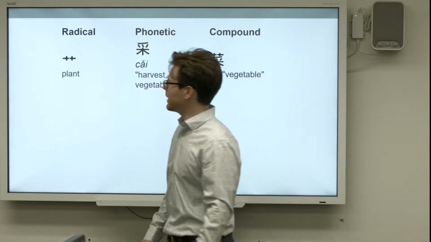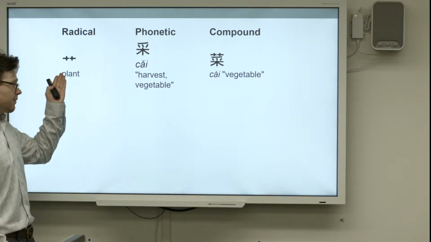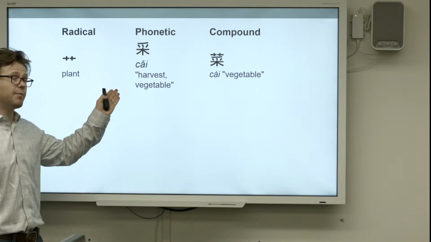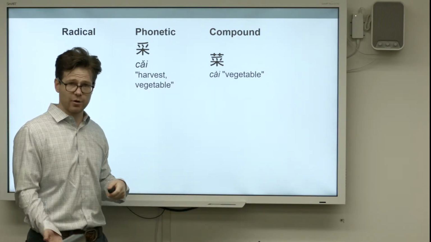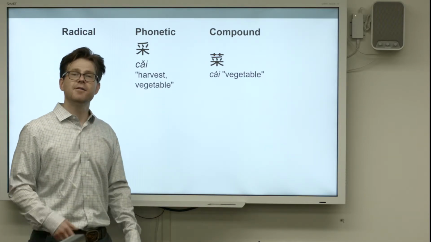Here we have the radical 草 for plant. And if you take the radical for plant and put it above the character 才, the phonetic component, you have a character that belongs to the plant category that sounds like cai, 菜, vegetable.